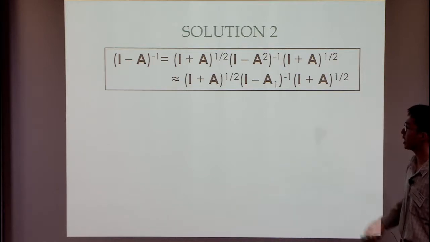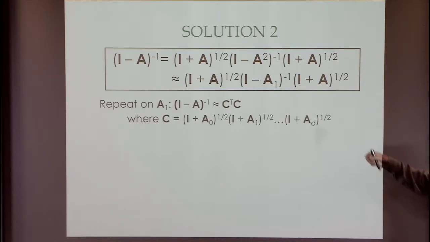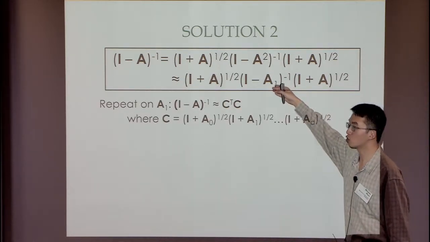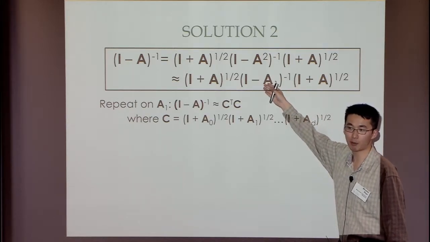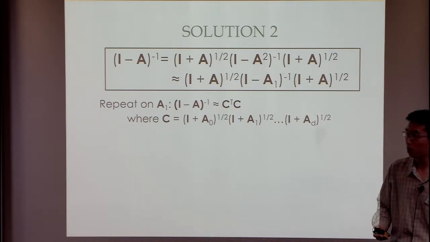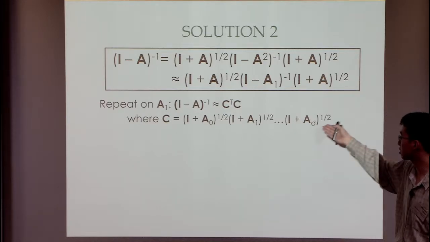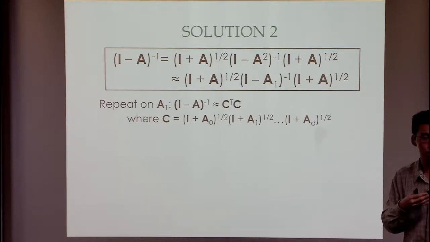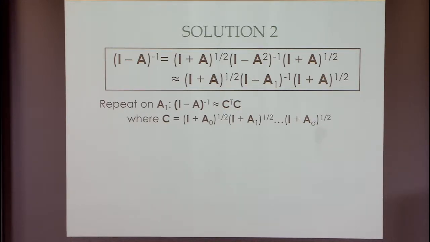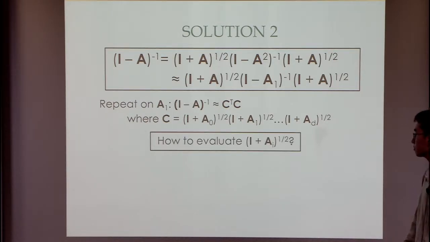But then the question is, what happens if we repeat this, repeatedly substituting approximations to the next operator? What we get is a C equal to a product of square roots of a bunch of matrices. So we could get such a factorization. But the problem is, how do we evaluate a half power of a matrix? This in general seems like an even harder problem.